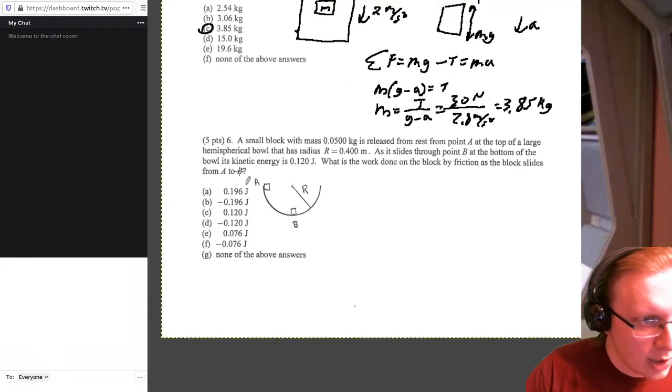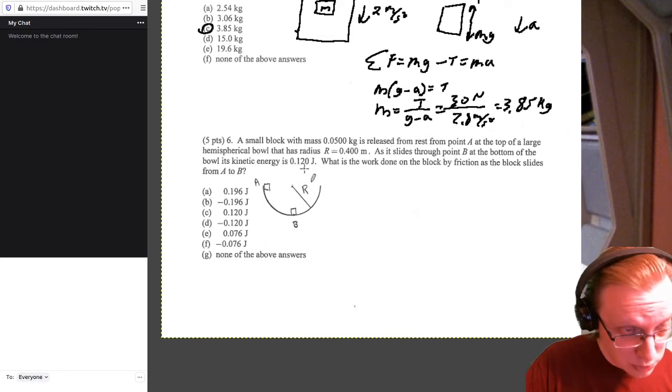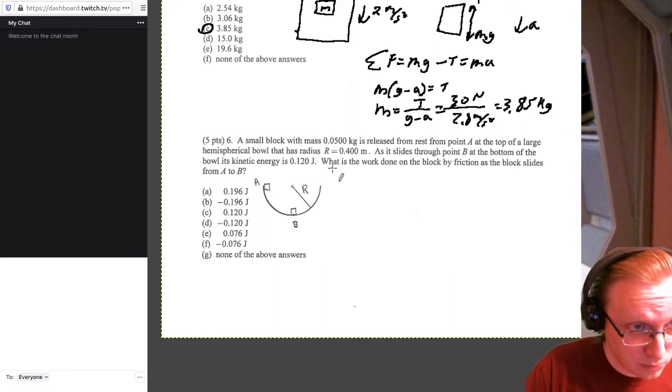All right. A small block has mass of 0.05 kilos, that is indeed a small block. It is released from rest at point A at the top of the large hemispherical bowl with a radius of 0.4 meters. As it slides through point B at the bottom of the bowl, it has kinetic energy of 0.12 joules. Was work done on the block by friction as the block slides from A to B?